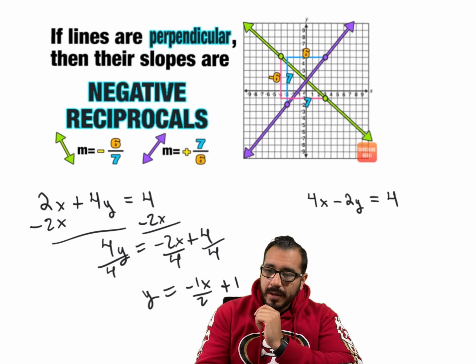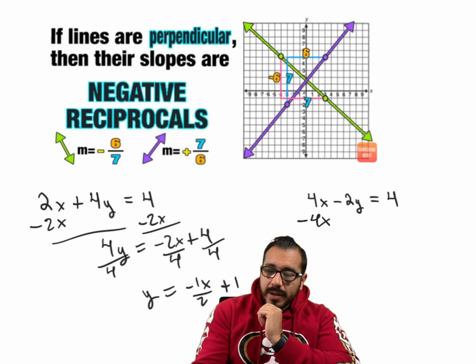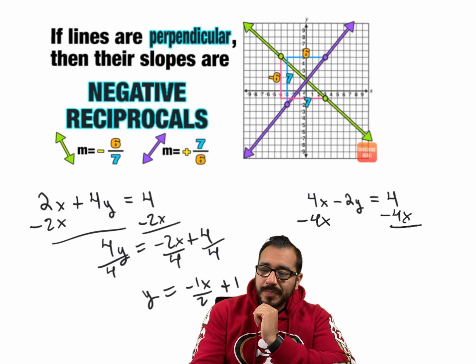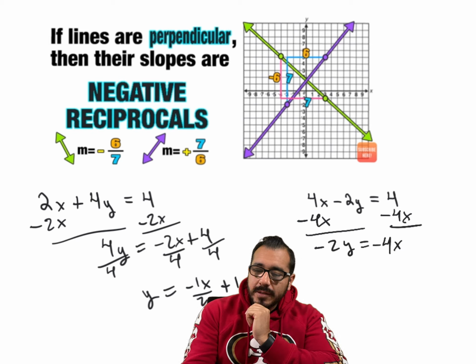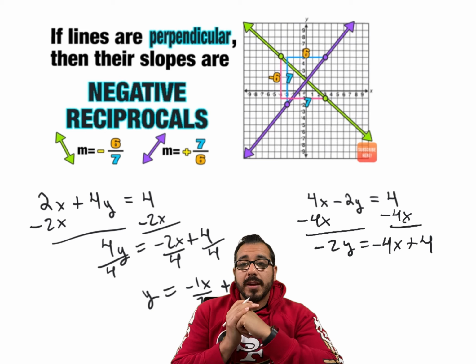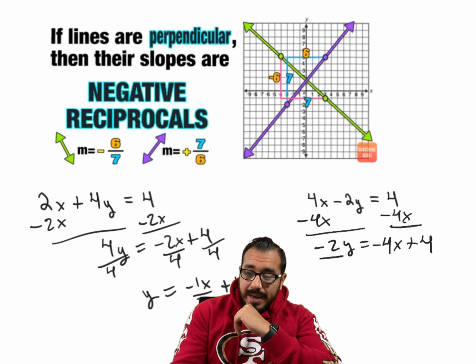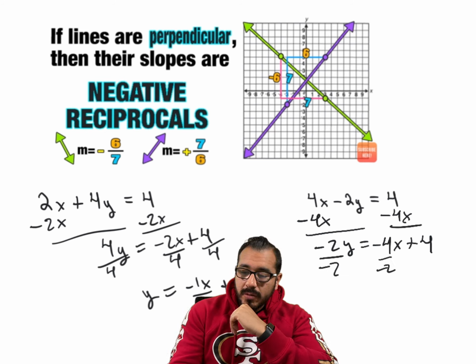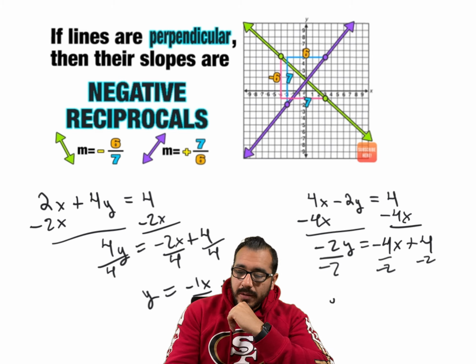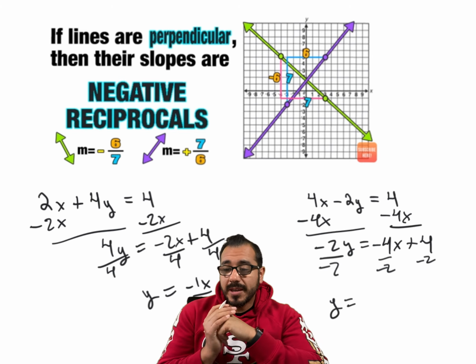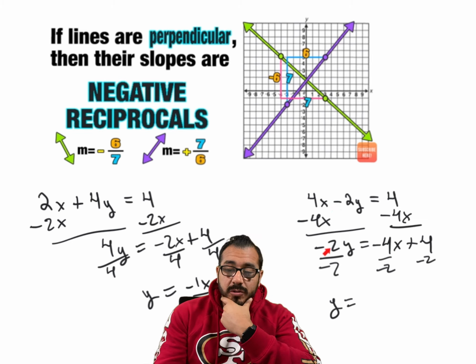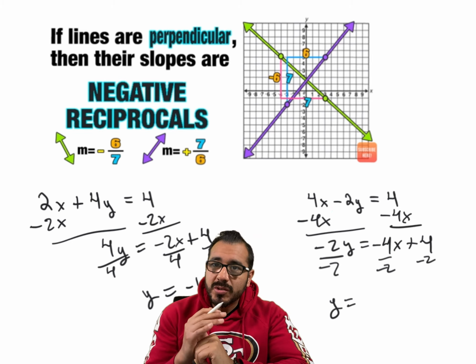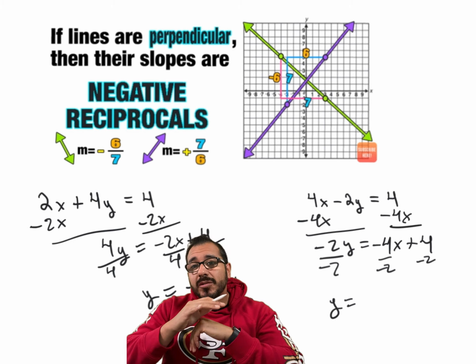Remember that. Now I'm going to solve this one for y. I'm going to subtract 4x on both sides, and we get negative 2y equals negative 4x plus 4. We're going to divide both sides by negative 2. Always be careful with your signs. What I see a lot of people doing is, if that's a negative, they'll just drop the 2y and forget the negative. That's a huge mistake, and that's going to lead to a lot of problems.